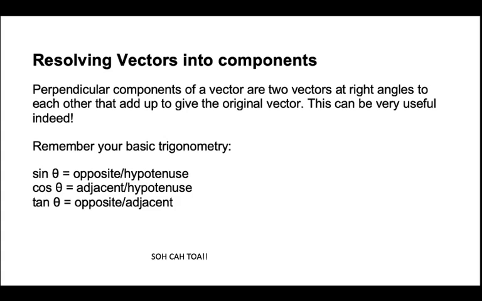Okay, so resolving vectors into components. Now, this is just a quick reminder of your basic trig. So your three sort of simple trig rules for sine, cos, and tan. Sine theta being opposite over hypotenuse, cos theta being adjacent over hypotenuse, and tan theta being opposite over adjacent. And the way a lot of us remember that is with SOHCAHTOA. You may have your own way, doesn't matter as long as it works.